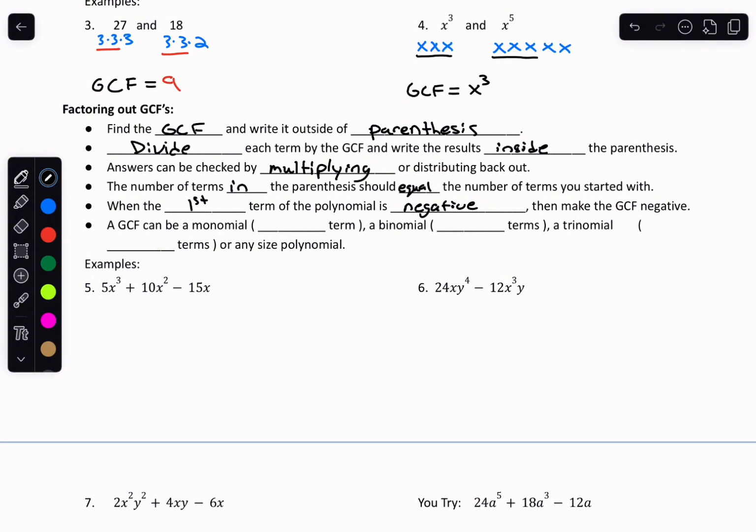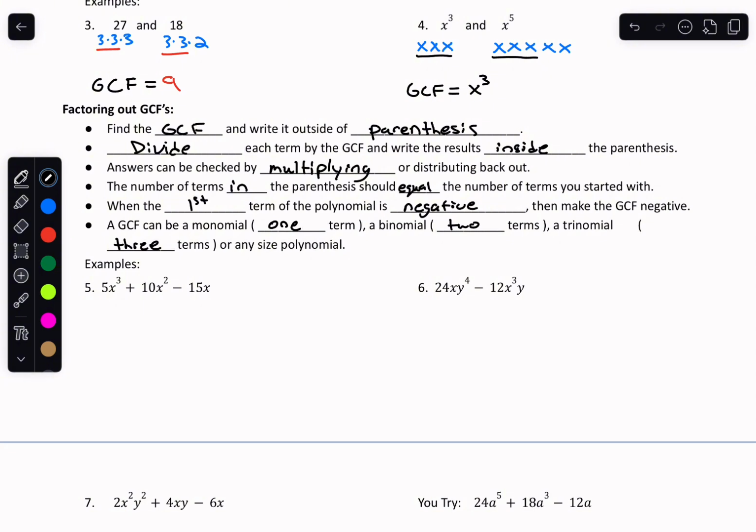Right. And then a GCF can be a lot of different things. It can be a monomial, which is one term, a binomial, which is two terms, a trinomial, which is three terms, or it could be just any size polynomial. For our examples today, all of them are either going to be monomials or binomials, so one or two terms, but that doesn't have to be true in general. So now let's do a couple examples.